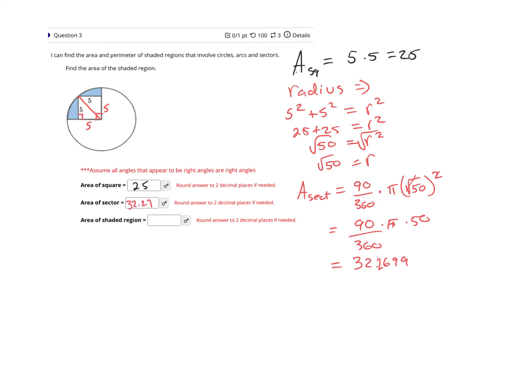Then the last part is to find the area of the shaded region. Well, if I take the area of the sector and subtract the area of the square, that should give me my answer. So when I take the 32.2699, subtract 25, that's going to give me 14.27 when I round to 2 decimal places.